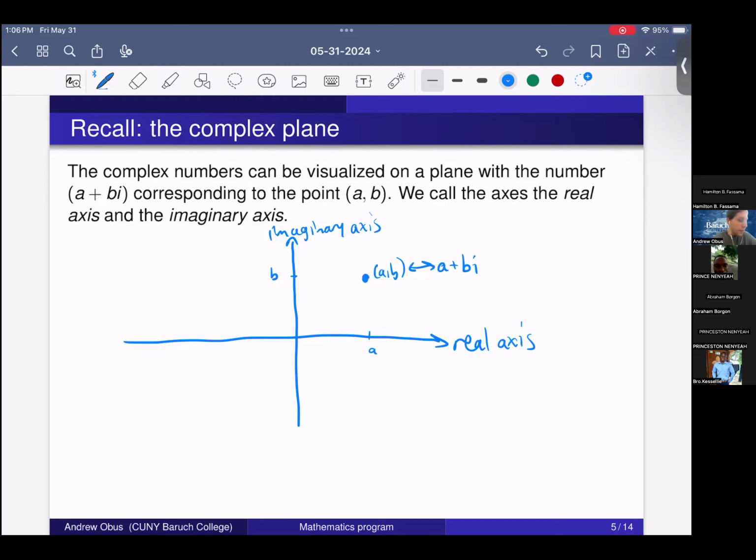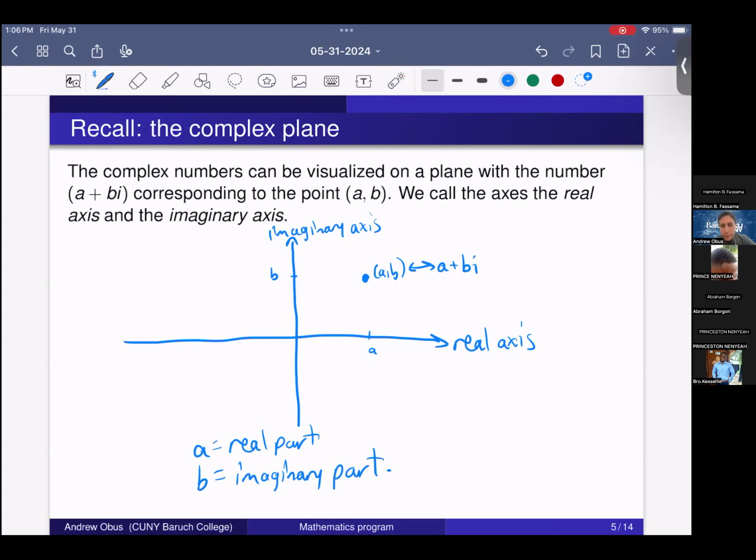Okay, and so every point, and remember last time I labeled, the origin corresponds to 0, that's 0 plus 0i. Everything on this axis corresponds to real numbers because the i coefficient is 0. So on the real axis, you get just real numbers. And on the imaginary axis, you get what are called purely imaginary numbers. So that's just some multiple of i. It doesn't have a real part, right? And in general, the a here is equal to the real part, and the b here is the imaginary part.